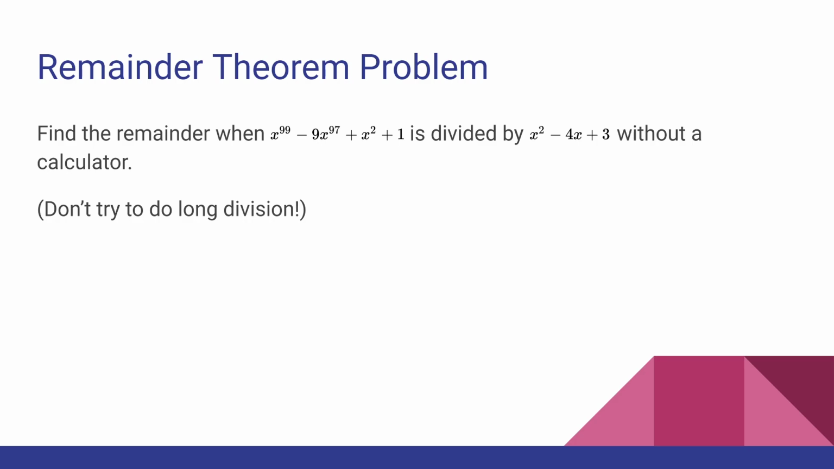So we'll be going over a problem. You want to find the remainder of x to the 99th power minus 9 times x to the 97th power plus x squared plus 1 when it's divided by x squared minus 4x plus 3. Don't try to do long division because this will take a long time. You can do this with a calculator, but don't do it, because this is good practice for the remainder theorem.